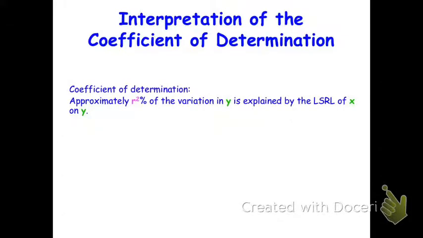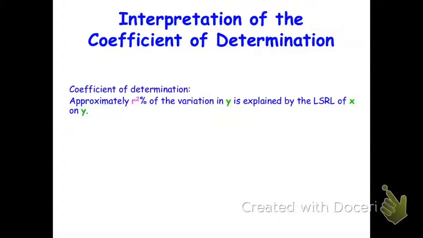So the r squared is the coefficient of determination. It is always represented as a percentage. So the correct script is, you would say, approximately 35% of the variation in y, so the variation in weight, can be explained by the least squares regression line of height and weight.